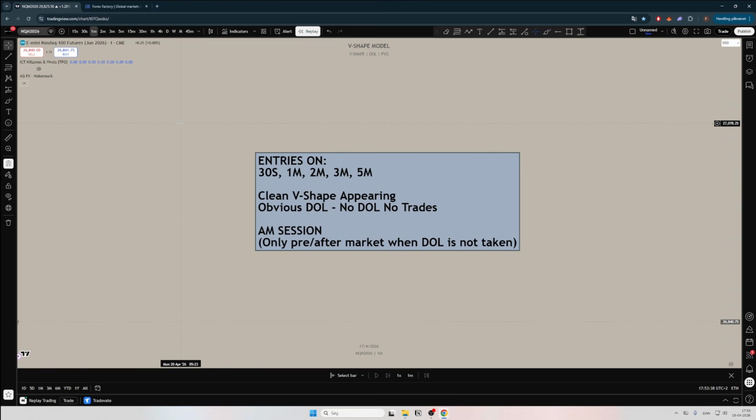And the only way I take a trade before or in the aftermarket is when drawn liquidity is not taken. So if I have a really obvious drawn liquidity and a clean V-shape is appearing in the pre-market, I will 100% take it. And the same with the aftermarket.